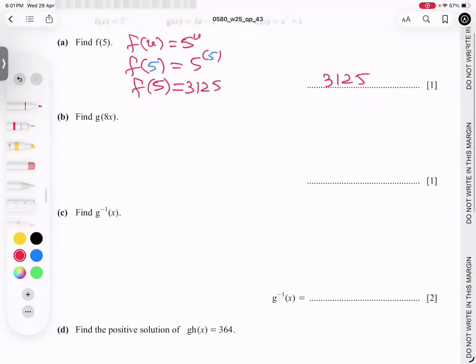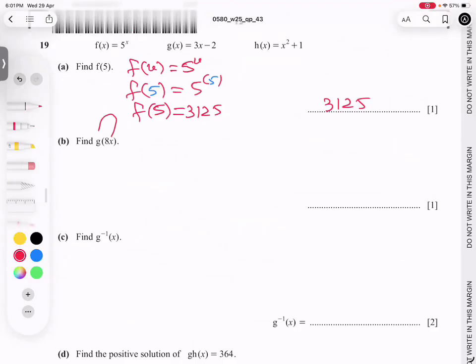Next one, we have to plug in first. He's saying a dd g. So I'm copying the g function first of all, student. The g function is 3x minus 2. How many x's, student? I will leave empty spaces on both sides. It's the best way to solve the question.